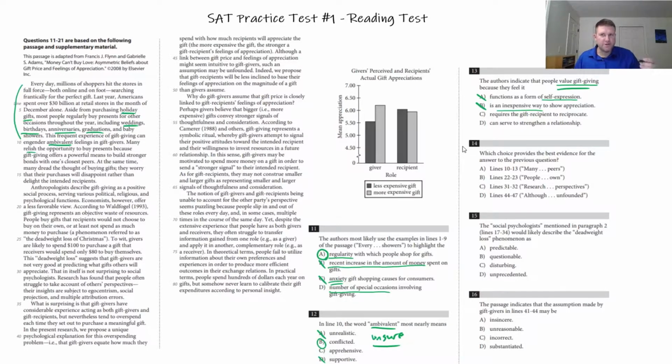They didn't really mention anything about the back and forth nature of gifts, and how people really just want to give gifts so that they'll get them back. That's not really what's happening here. So you can chop C, and it is going to be D, but we'll make sure we're answering this confidently: that it can serve to strengthen a relationship.